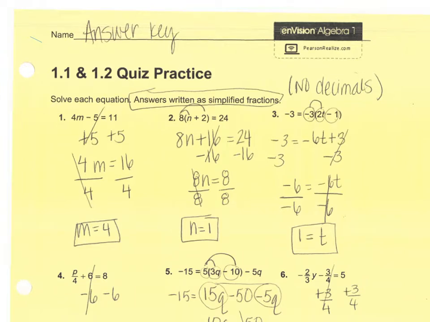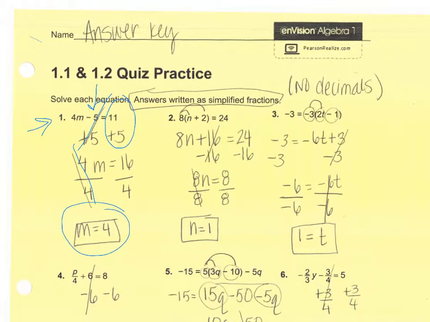So for number 1, the first thing that we do is we need to get rid of the 5. So we add 5 to both sides, cancel that on the left, and 11 plus 5 is 16. We then divide by 4. 4 is cancel, and 16 divided by 4 is 4.